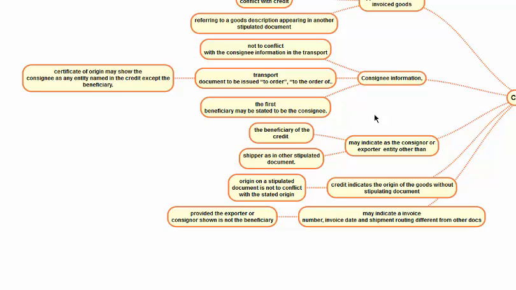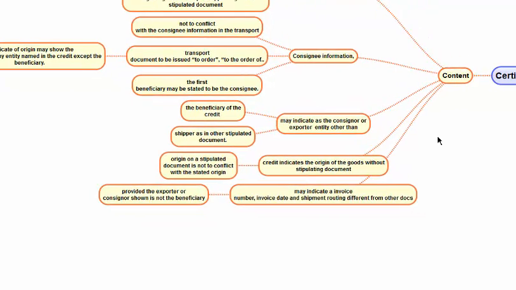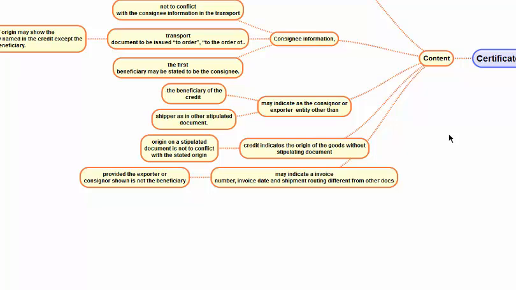The first beneficiary may be stated to be the consignee. This is almost the same as in any other certificate that we have seen earlier.